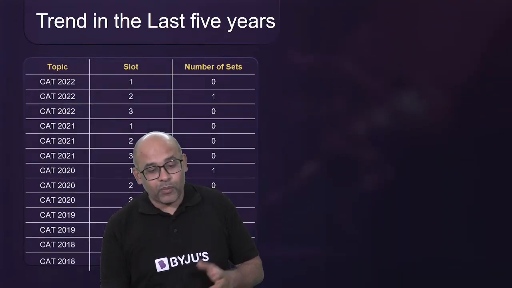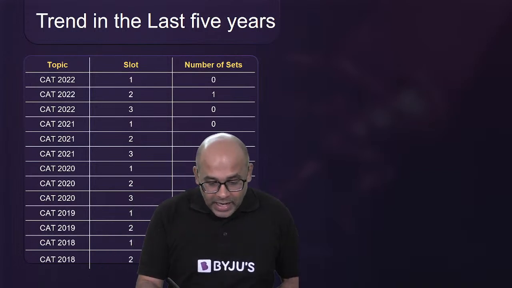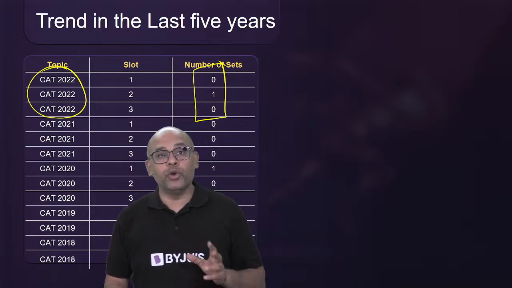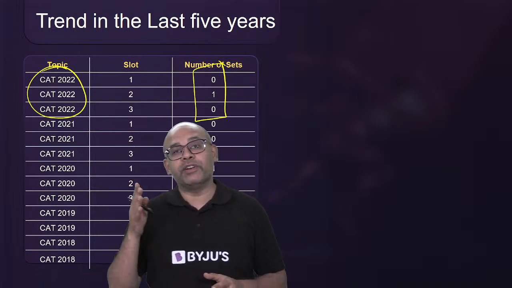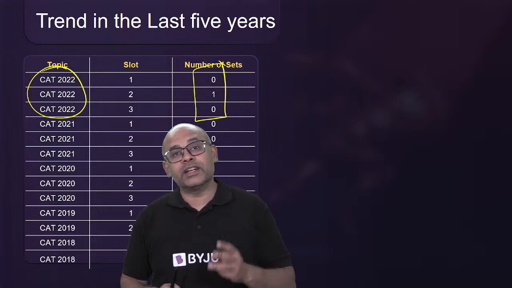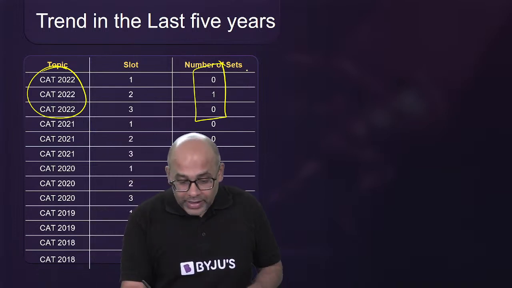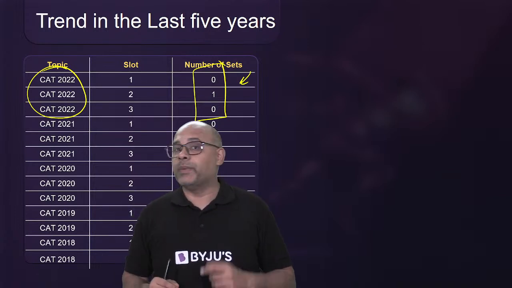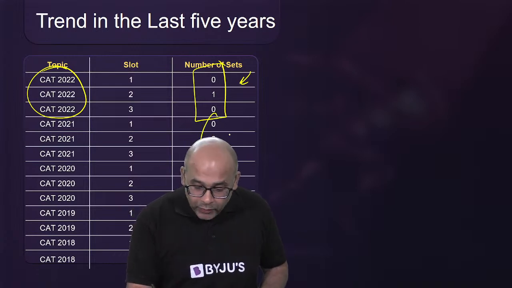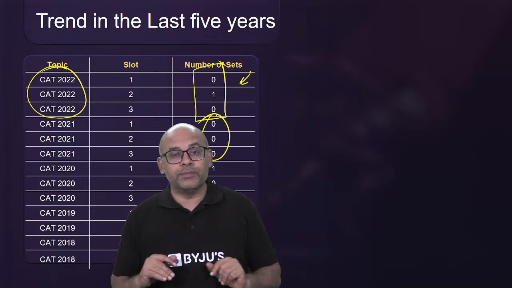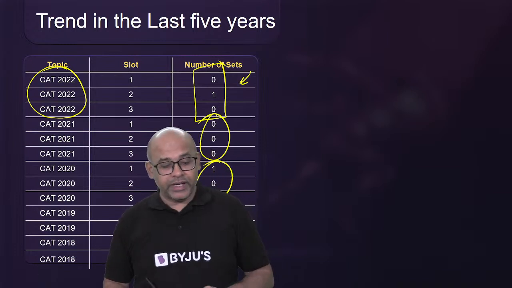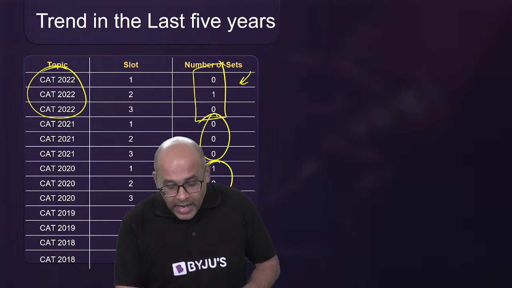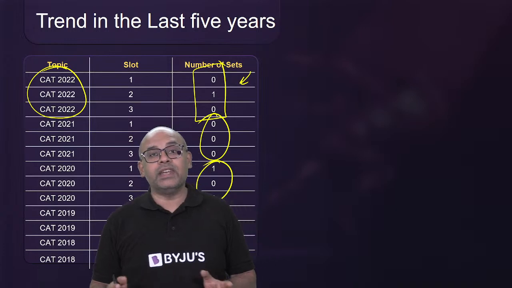So let's take a look at what happened in the last 5 years. You can see CAT 2022. I hope you all know that in 2020, 2021, 2022, all 3 years the CAT exam was conducted in 3 slots. Last year there was one set of Venn diagrams in the middle slot, but nothing in the first and last. The year before that, in all the 3 slots, no Venn diagram. In the pandemic year 2020, the first and the last slots had this, the middle slot did not. And before that, in 19 and 18, there were no Venn diagrams at all.